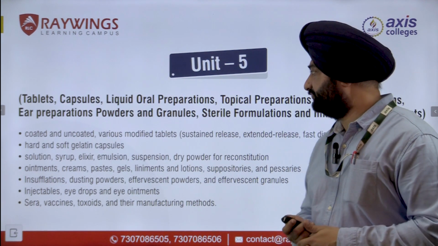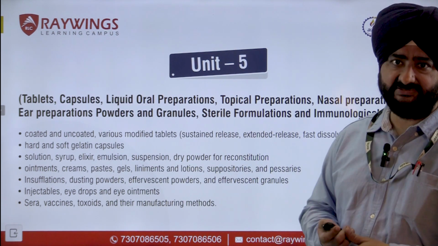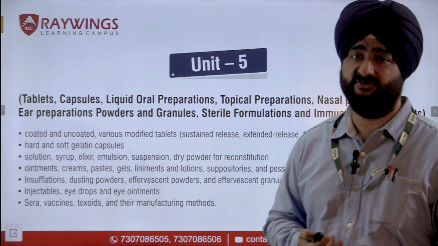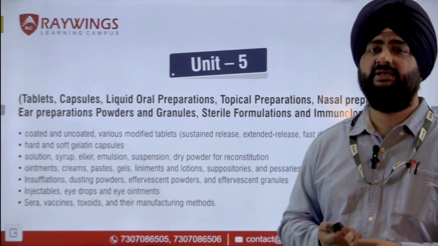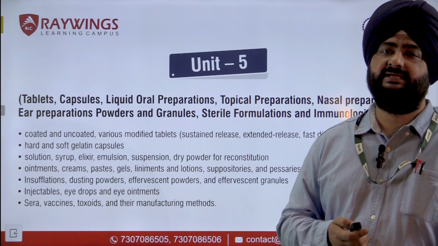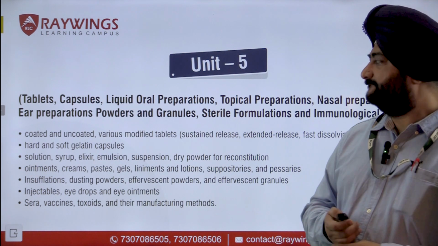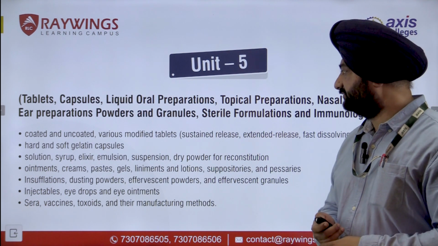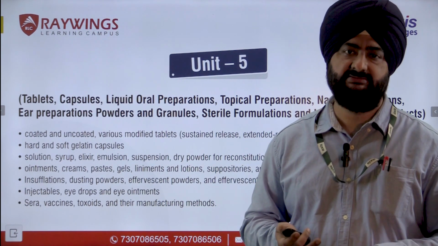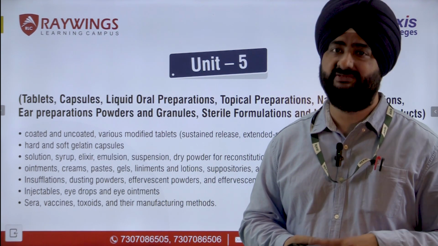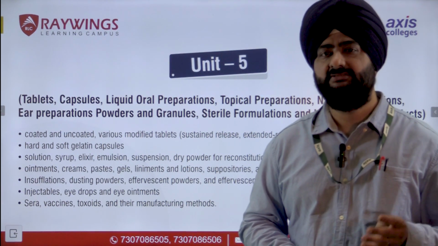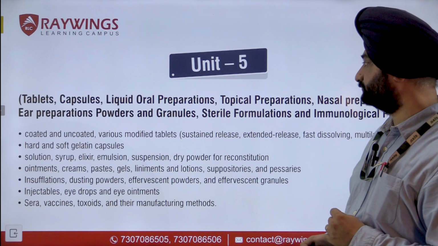Then comes solutions, syrups, elixirs. These all come under the category of monophasic liquid dosage forms, because they have only one phase. And we have biphasic liquid dosage forms like emulsions and suspensions, then dry powders. Then we have semi-solid dosage forms like ointments, creams, gels, and pastes. These four are what we cover in the semi-solid dosage form category.